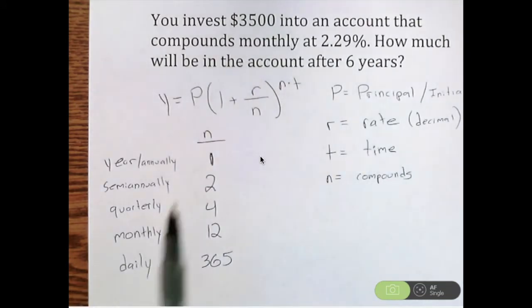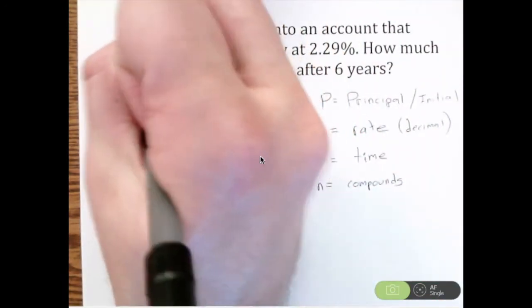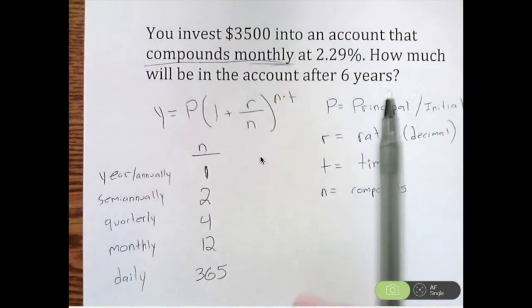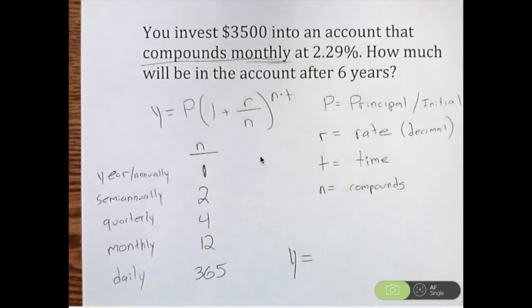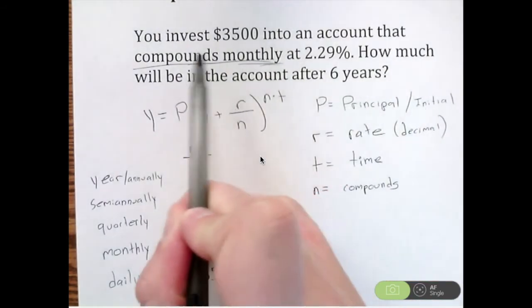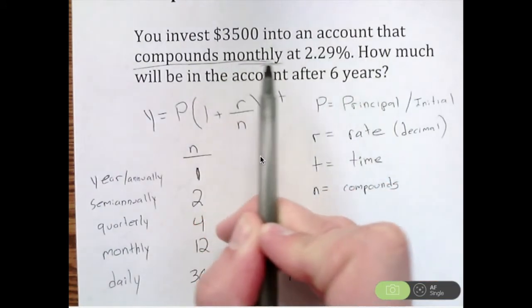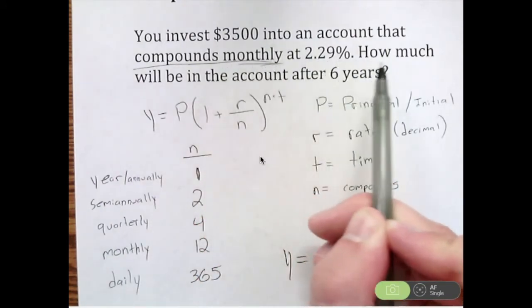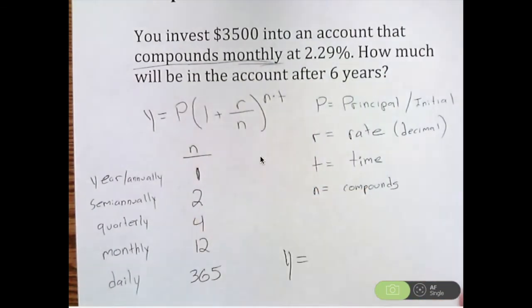So with these problems, how I know I'm using this is the compounds monthly tips me off there. And I'm just going to replace P, R, N, and T with the pieces I know. I'm going to start with Y equals. So I need to know what the principal amount is. What is my initial amount? Well, I'm starting by investing $3,500 into an account that compounds monthly at 2.29%. How much will be in the account after 6 years? So we're starting with 3,500.